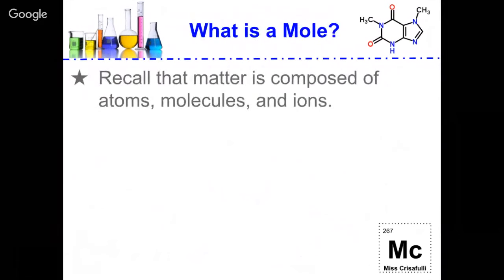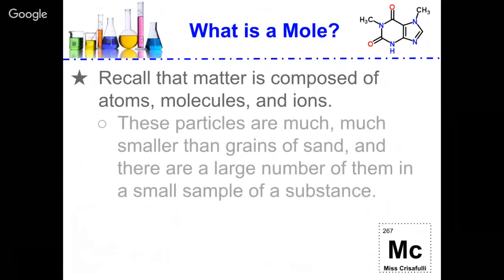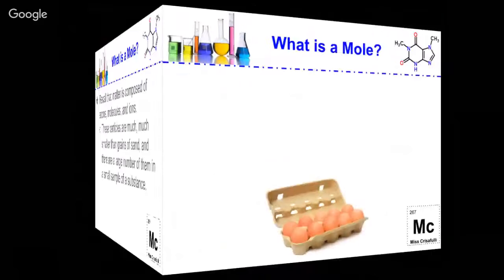So now let's talk about what a mole is. Recall that matter is composed of atoms, molecules, and ions. These particles are much, much smaller than grains of sand, and there are a large number of them in a sample of a substance.